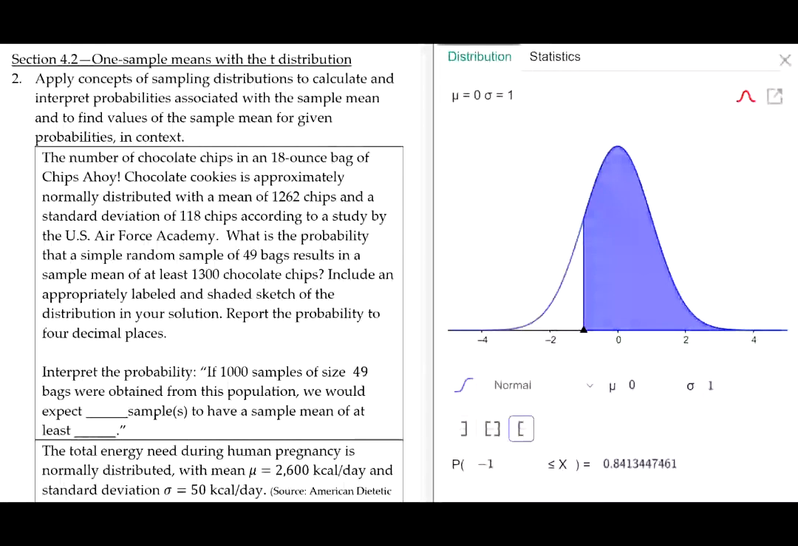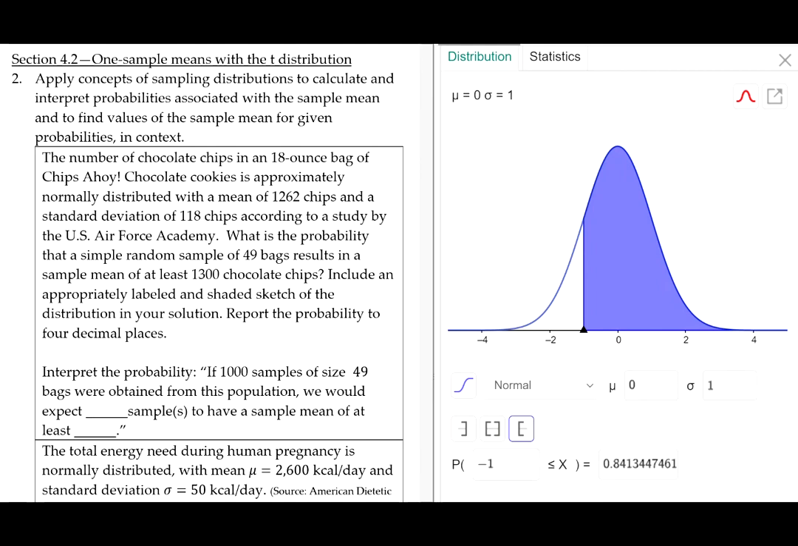The number of chocolate chips in an 18-ounce bag of Chips Ahoy chocolate cookies is approximately normally distributed with a mean of 1262 chips and a standard deviation of 118 chips, according to a study by the U.S. Air Force Academy. What is the probability that a simple random sample of 49 bags results in a sample mean of at least 1,300 chocolate chips? Include an appropriately labeled and shaded sketch of the distribution in your solution. Report the probability to 4 decimal places.